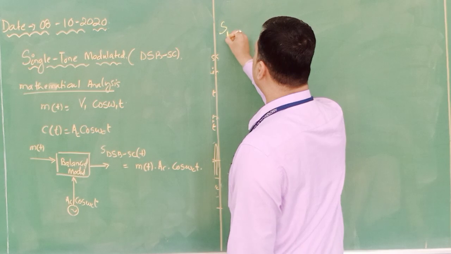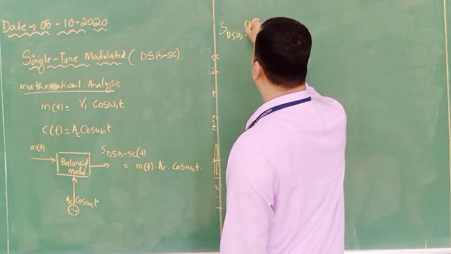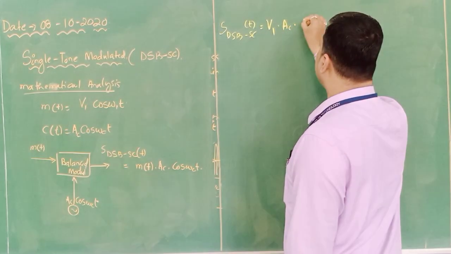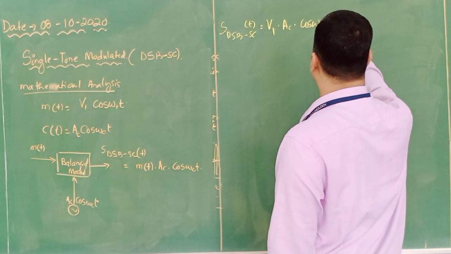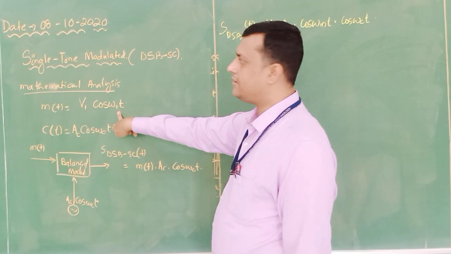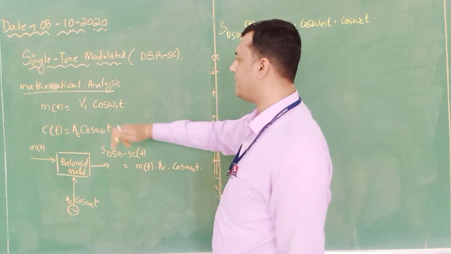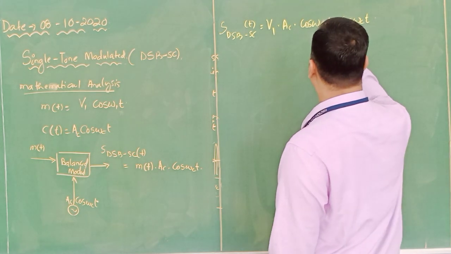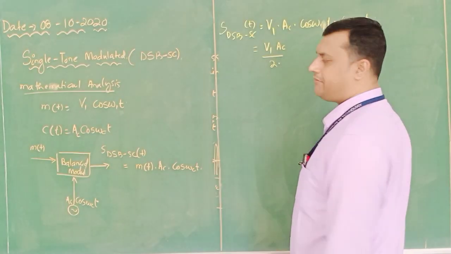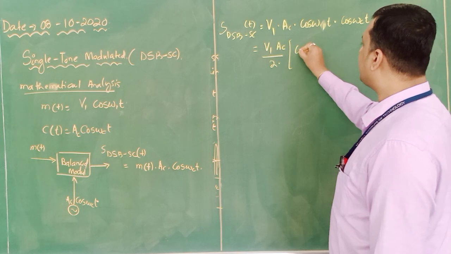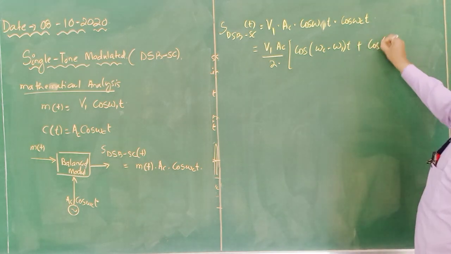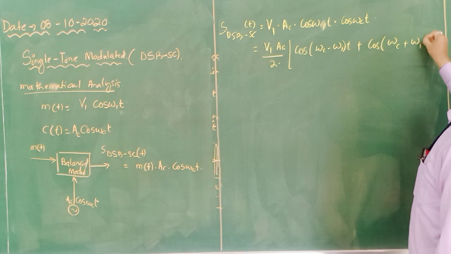So S DSB-SC of t, in place of M of t, I will substitute V1 into AC into cos omega mt into cos omega ct. So here, either you can consider omega m or omega 1. Let us consider it is omega 1. Now you need to expand this. So V1 AC by 2 is the amplitude, and this component you can write as cos of omega c minus omega 1 t plus cos of omega c plus omega 1 t.